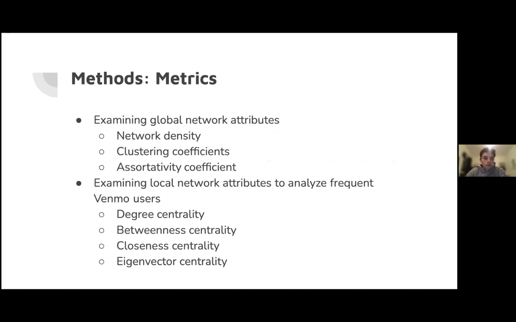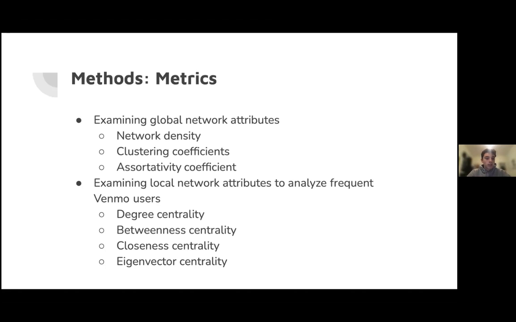We're also going to look into a bunch of different metrics for our social network. And we split them up into global network attributes and local network attributes. So starting with the global, we're first going to look at network density, just to figure out how likely it is that certain transactions are interconnected with each other.